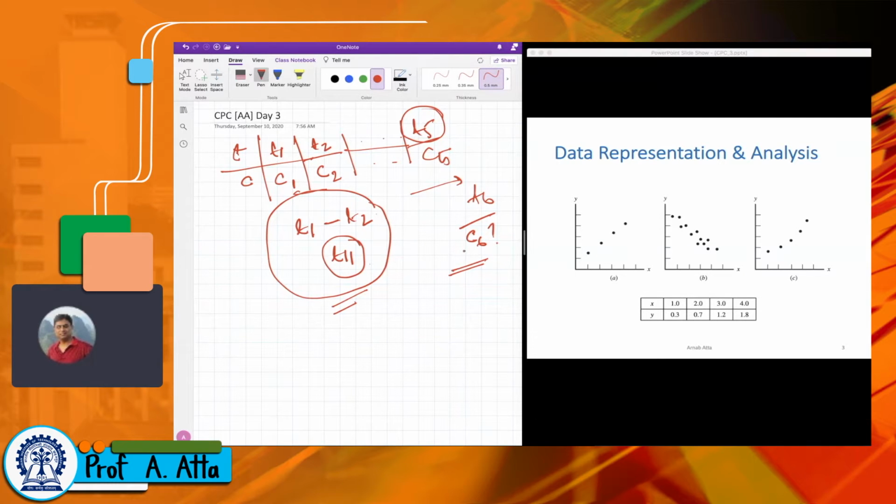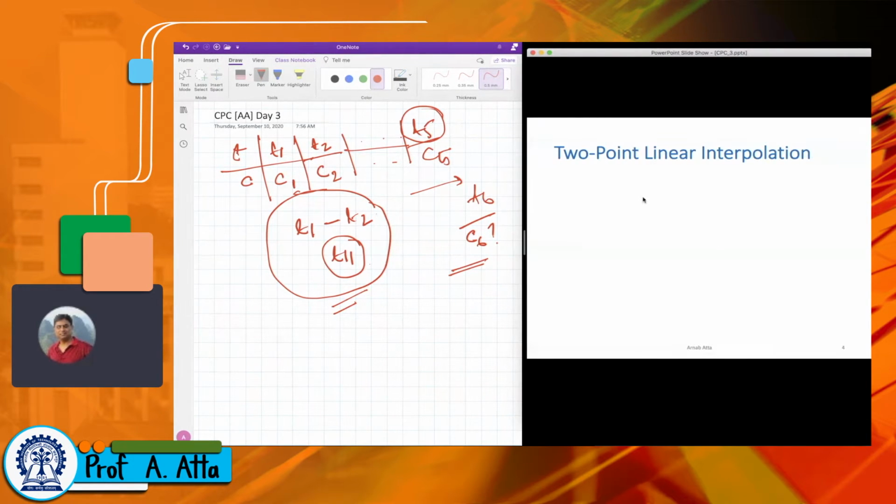You already have done basic mathematics class in your first year. You possibly have heard these terms and can remember, so we need to quickly brush up that memory. A 2-point linear interpolation is pretty much straightforward. If you have two values, say T1 C1 and T2 C2, you can easily fit a straight line.